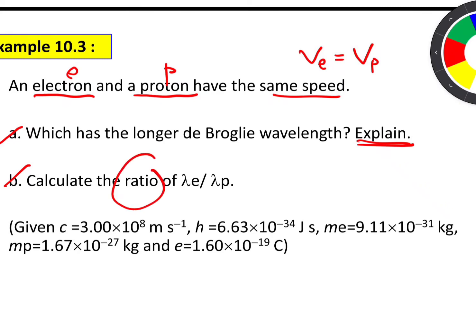Okay, so dia bagi constant nilai untuk speed of light, Planck constant, mass of electron, mass of proton and charge untuk elektron, 1.6 power of negative 19 coulomb. So, nilai constant dia dah bagi. Okay, so, kita tengok apa jawapan untuk A.